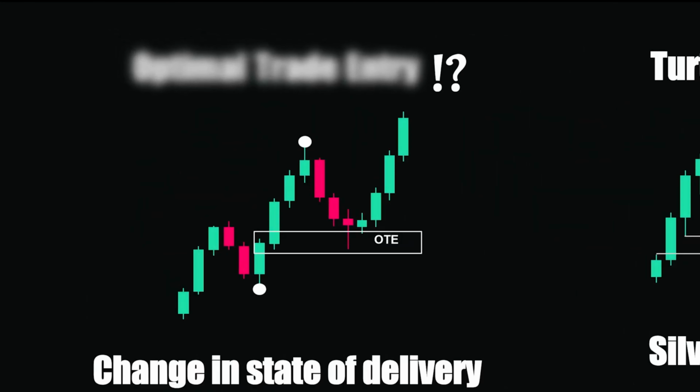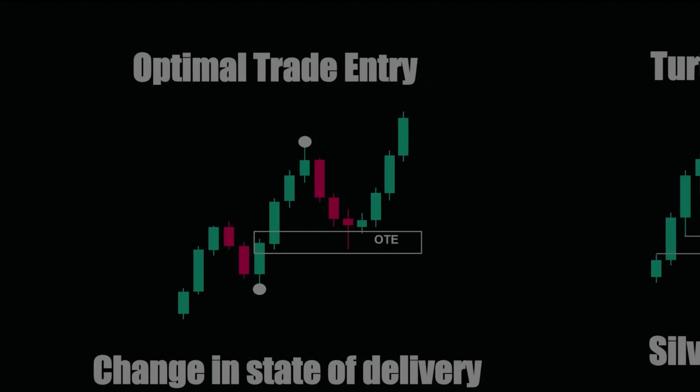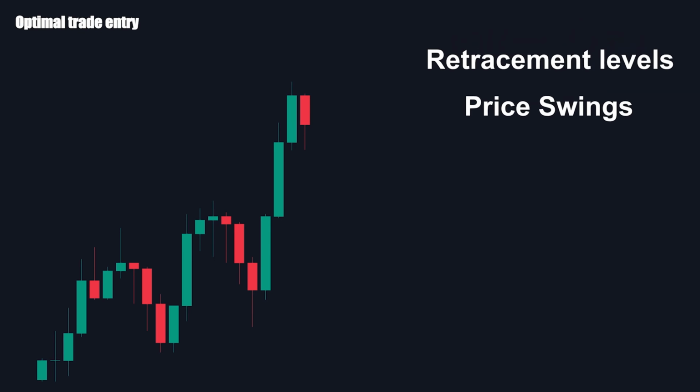Finally, we have ICT's Optimal Trade Entry, or OTE. This strategy mainly relies on Fibonacci retracement levels and key price swings to predict the start of strong, impulsive moves and set potential targets.